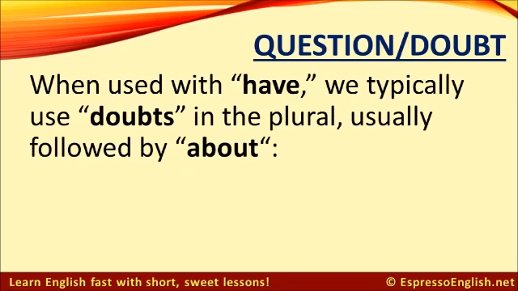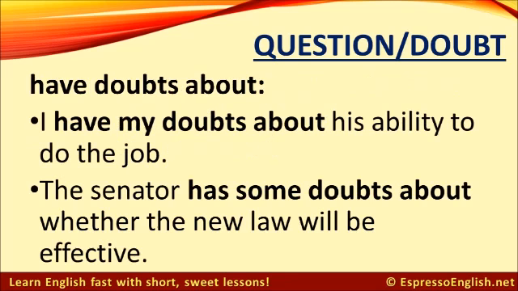When used with the word have, we typically use doubts in the plural, followed by about. For example, I have my doubts about his ability to do the job. This means I am not 100% certain that he can do the job. The senator has some doubts about whether the new law will be effective. This means the senator is not confident about the new law.